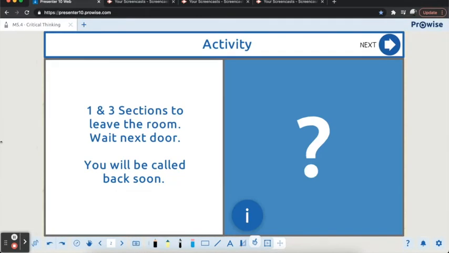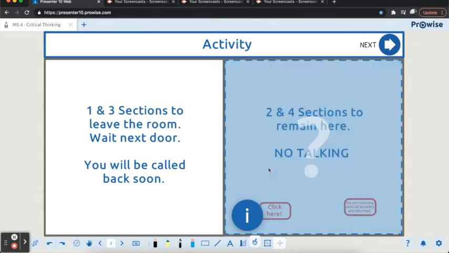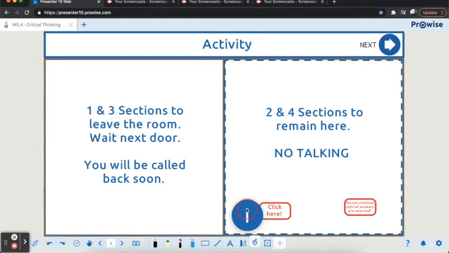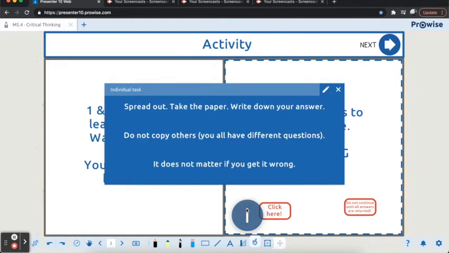The best and most impactful way to understand biases is to expose them through an activity. So the first thing we're going to do to engage them in the topic is do this activity. The instructions for doing it are on the board. It's quite simple. Half the class leave the room, half stay. The ones that stay, click here. You get them to remain and not talk. Then you click the icon button there, and there are more instructions.